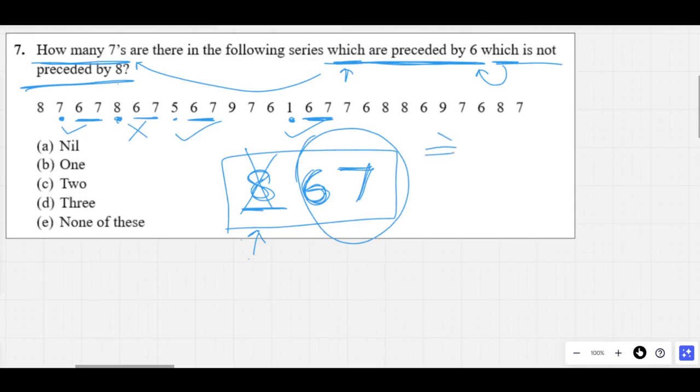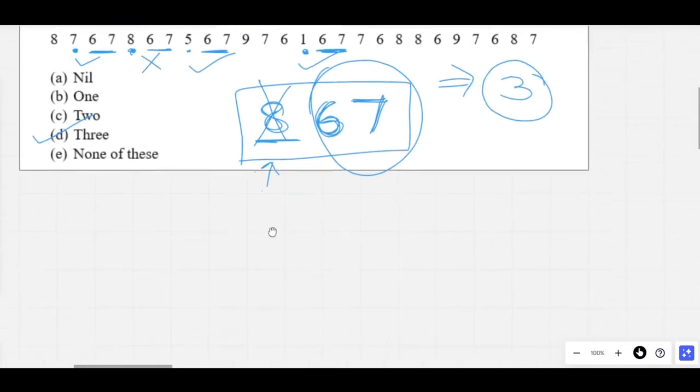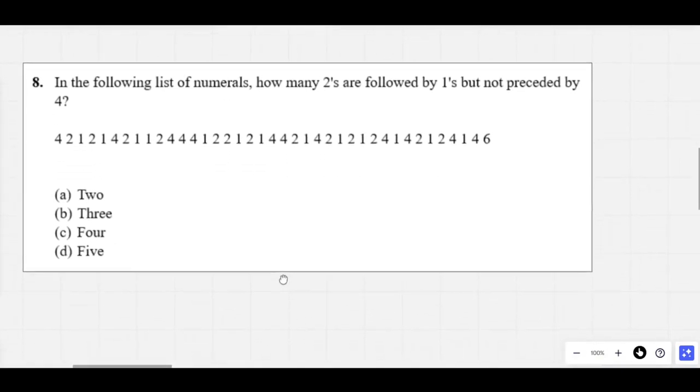So basically we have 3 such 7s which satisfy the given condition. So the answer is 3. Okay, you can go back once again if you want to watch these specific questions. Both the questions are of similar type. Let's solve another one.